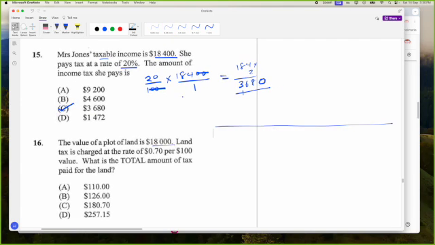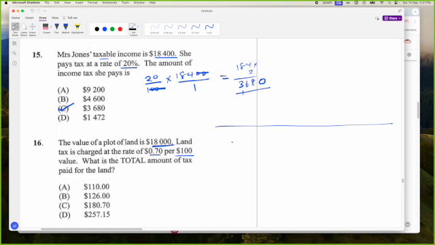Alright, so the value of a plot of land is 18,000. Land tax, oh great. I saw rain just fall and it looked like sun coming out. So this place is about to get very miserable. Right? Land tax is charged. I have to remember I'm recording in the class, so I shouldn't say these things.